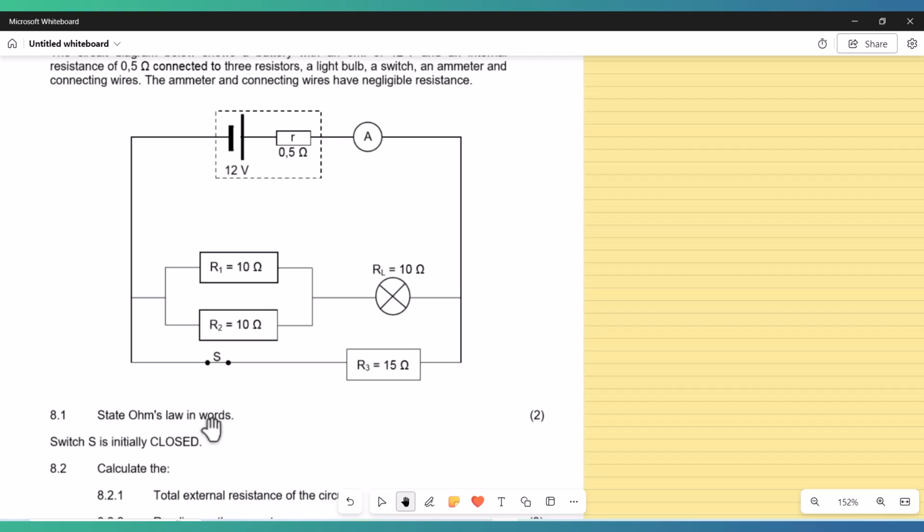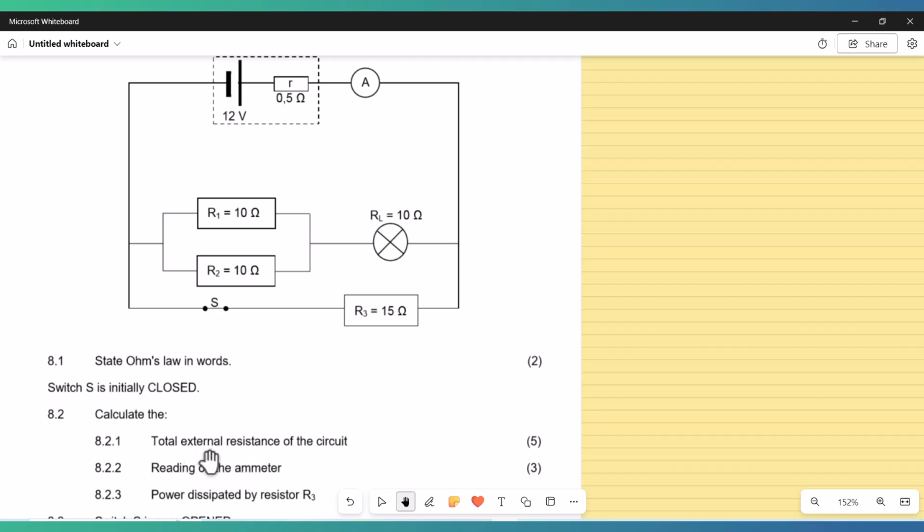The potential difference across a conductor is directly proportional to the current through the conductor at a constant temperature. Then switch S is initially closed, like this. What must we calculate now? The total external resistance of the circuit. So now, total external resistance equals all resistors in series plus what?